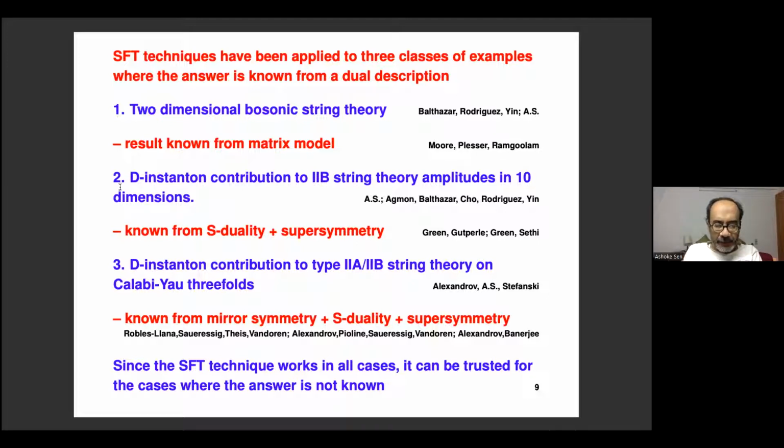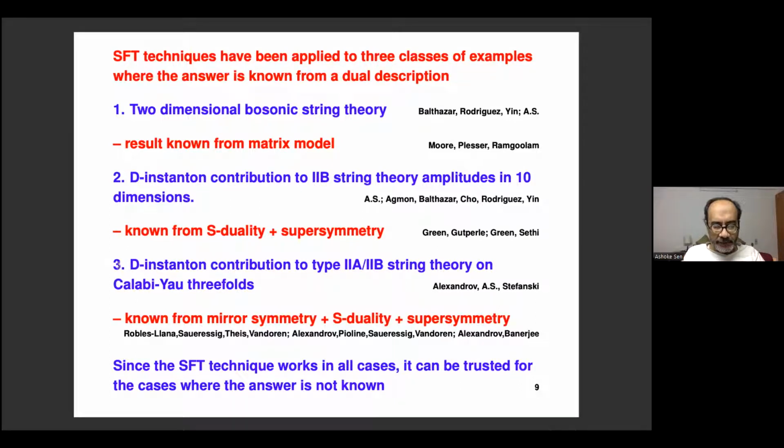The second class of examples is where it has been applied to a D-instanton contribution to type IIB string theory amplitudes in 10 dimensions. Here again, the actual answer was known from application of S-duality and supersymmetry. Again, it was known since the late 90s, starting with the work of Green and Gutperle, and then Green and Sethi essentially gave a proof. Once you assume supersymmetry and S-duality, then we can predict what the answers will be. But of course, we want to approach the problem by not using S-duality, but by direct computation.